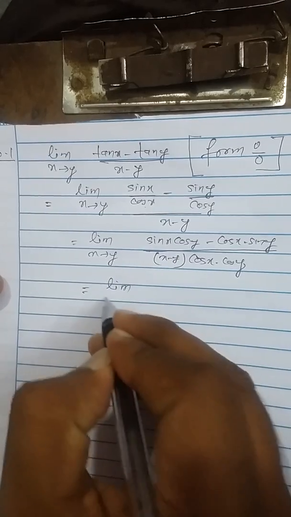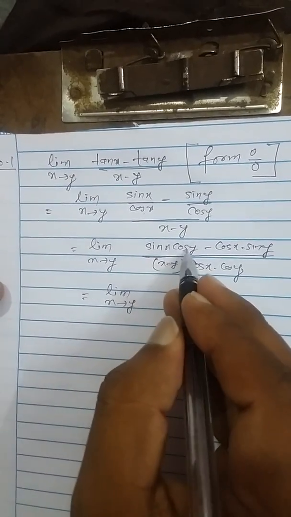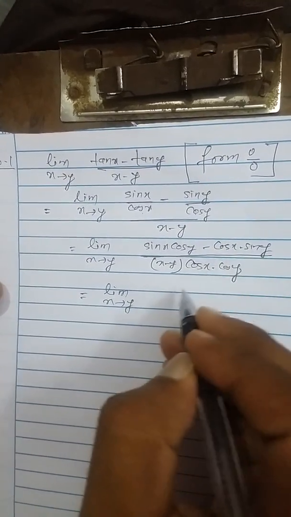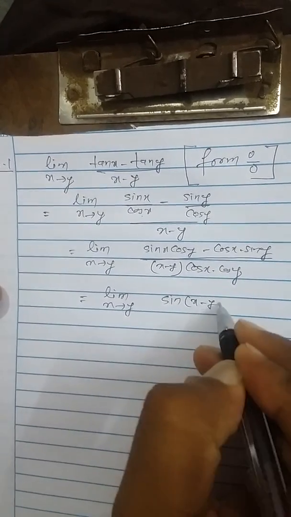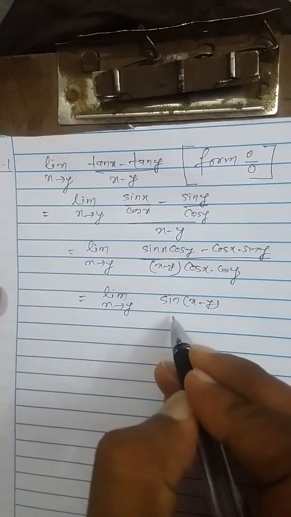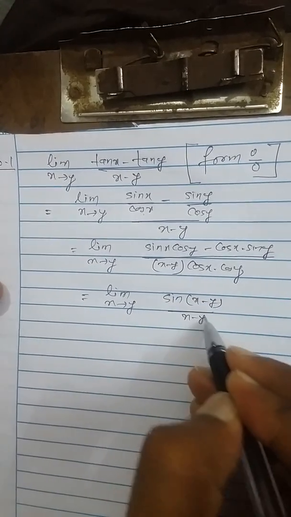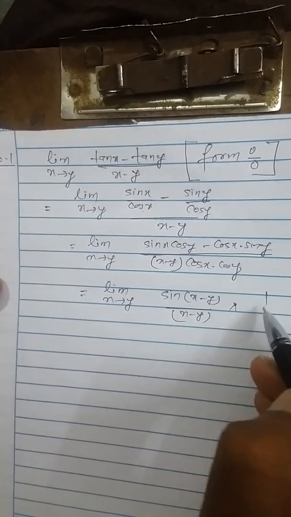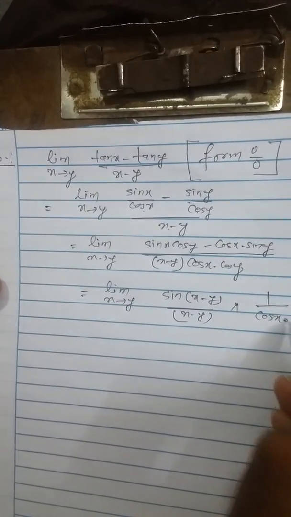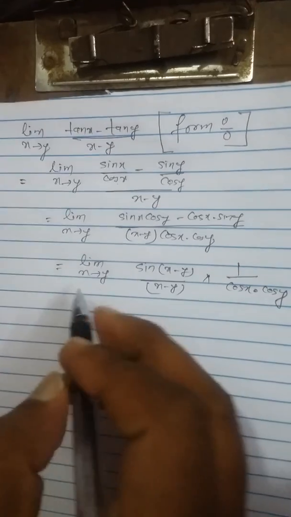This is limit x approaches to y as it is. This is sin a into cos b minus cos a into sin b. That is the formula of sin (a minus b). Sin a is x there and b is y, a minus b. I am going to write x minus y together with it so that we can apply the formula sin theta by theta equal to 1, and remaining 1 by cos x into cos y separately.